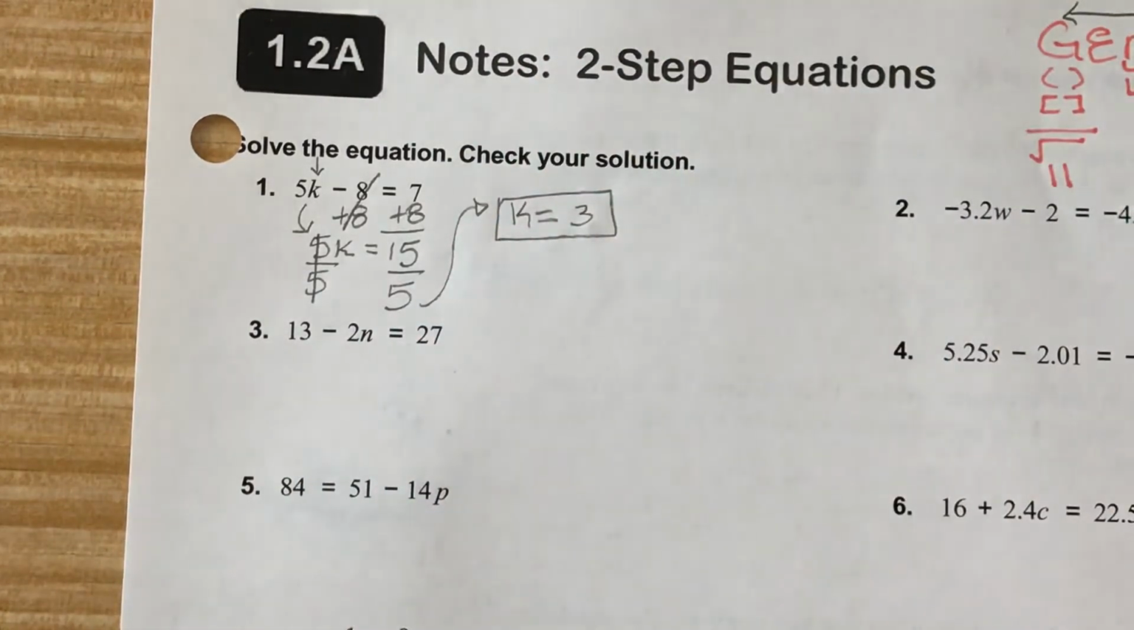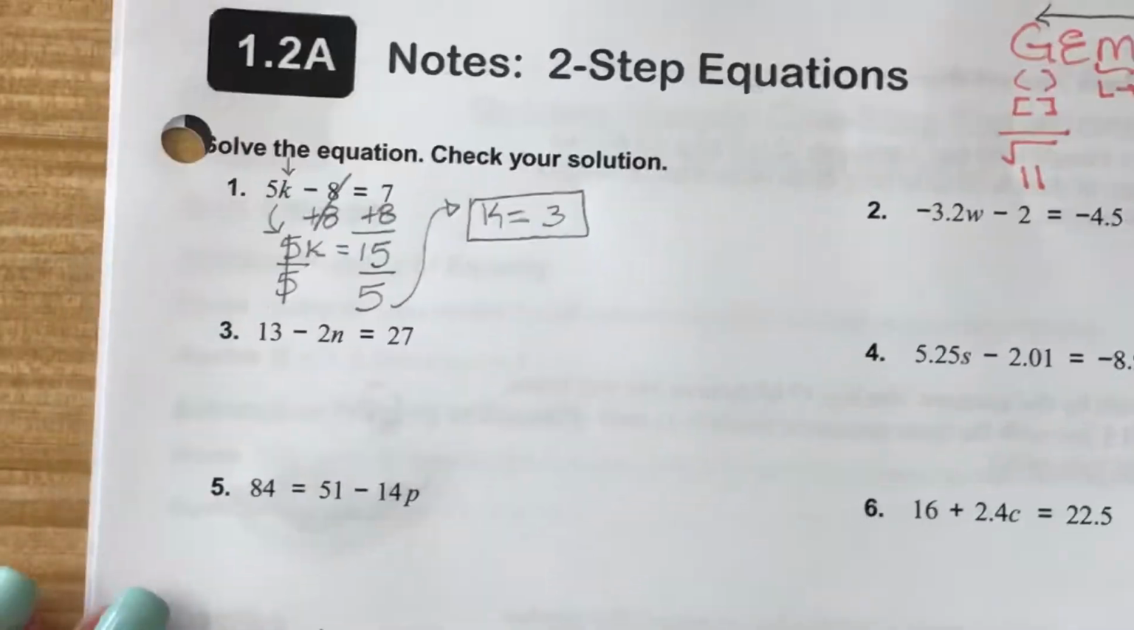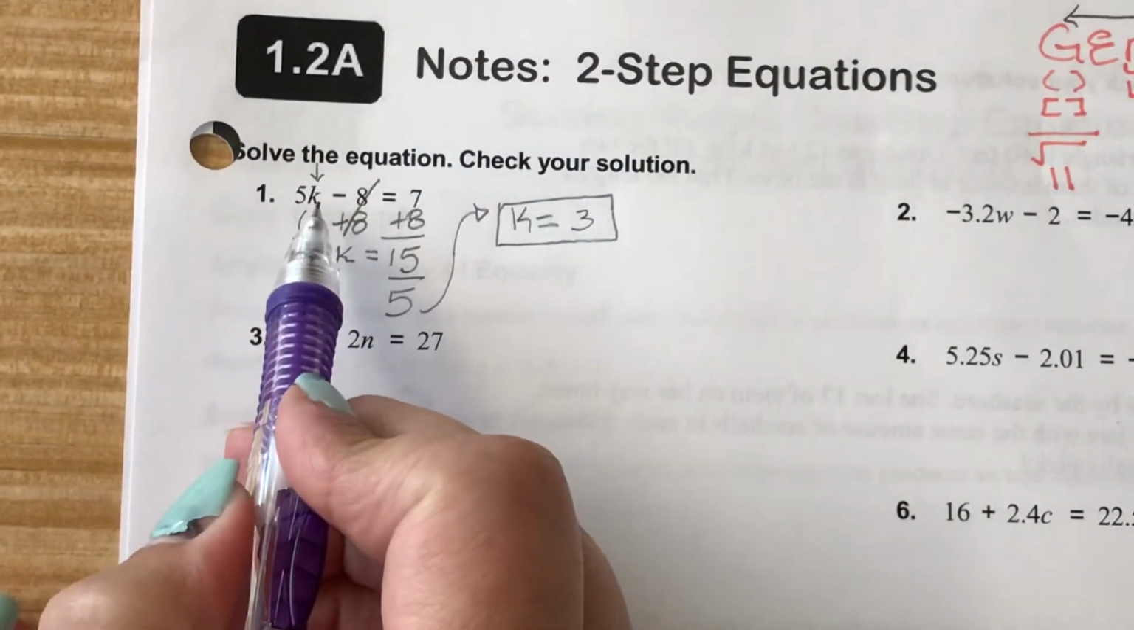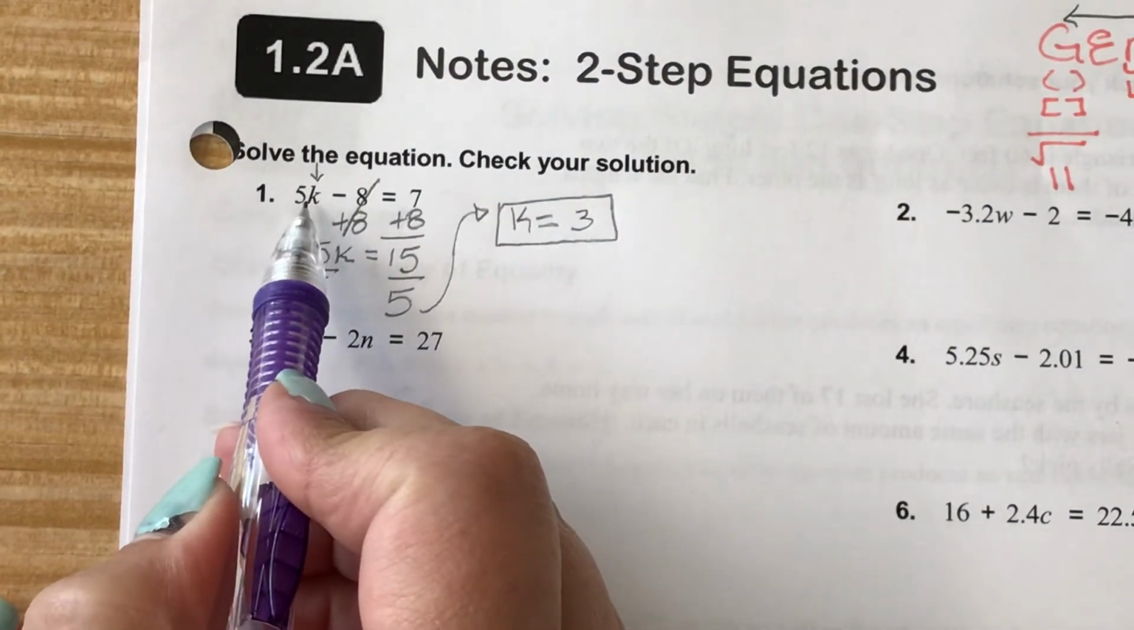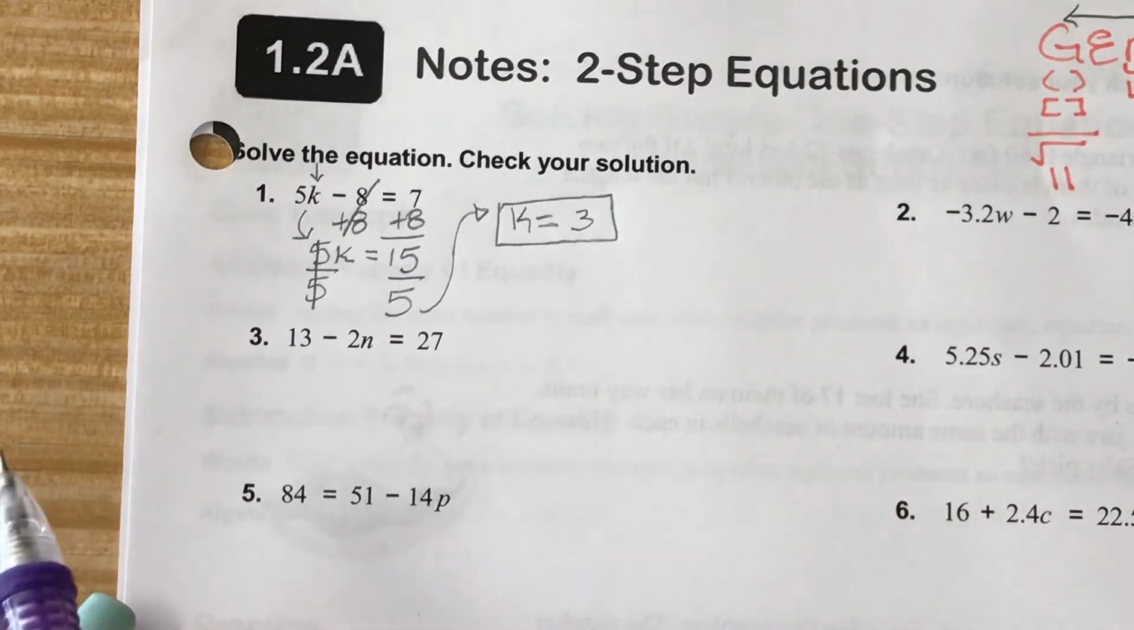And I've said it before, but you're welcome and probably pretty encouraged to check your answer. You can always plug that 3 back in and make sure that it works. You could do it even in your head: 5 times 3, yeah, that's 15. 15 minus 8, yep, that sounds good. That is 7. We did it correctly.